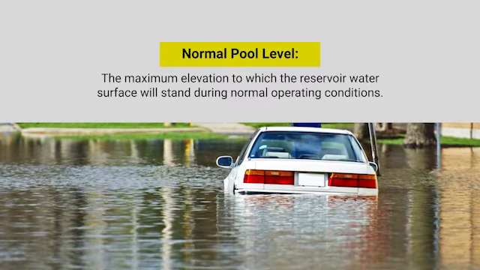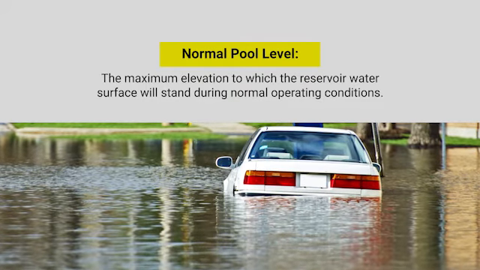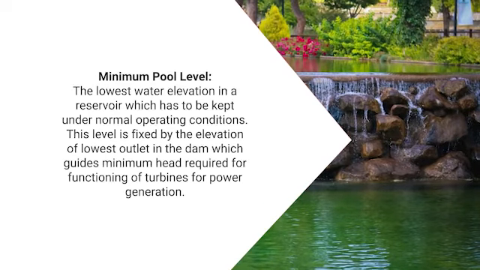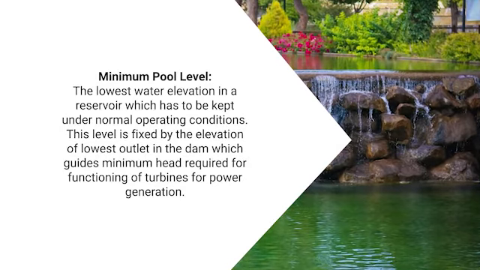Normal pool level: the maximum elevation to which the reservoir water surface will stand during normal operating conditions. Minimum pool level: the lowest water elevation in a reservoir which has to be kept under normal operating conditions. This level is fixed by the elevation of the lowest outlet in the dam, which gives the minimum head required for functioning of turbines for power generation.